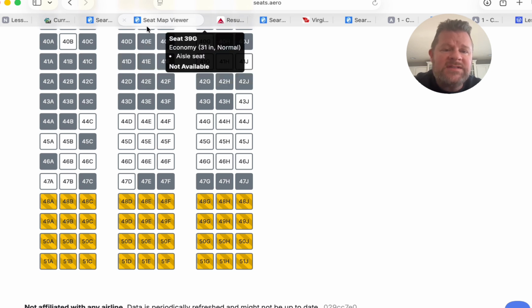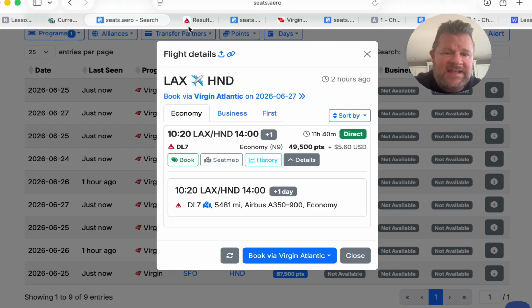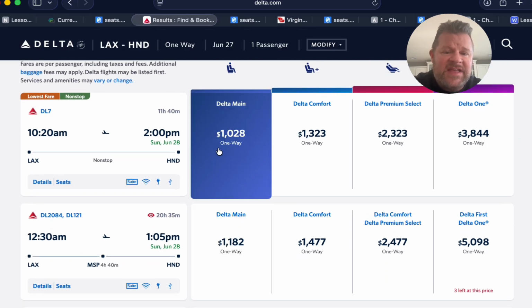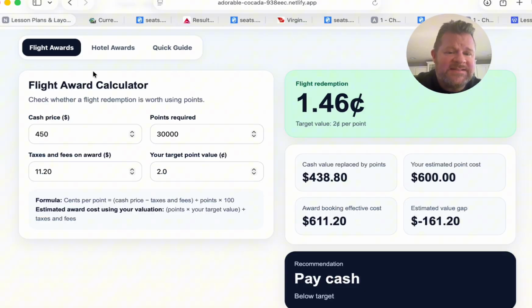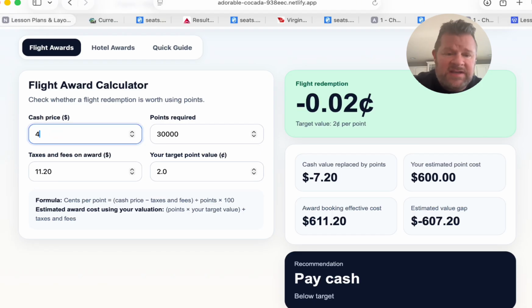So if I go then to Delta, and I'm looking for this flight that leaves at 10:20, here's that flight. And you'll see that the total cost for Delta Main is $1,028. So now I know what the actual cost would be. So if I go to the Lesson Plans and Layovers website and the flight awards calculator, here I can punch that stuff in and see if it makes any sense. It cost me $1,028, so I can go right over here and change this to $1,028.